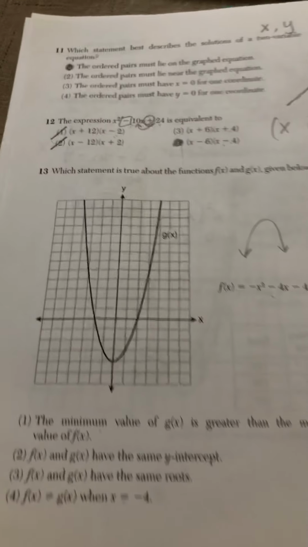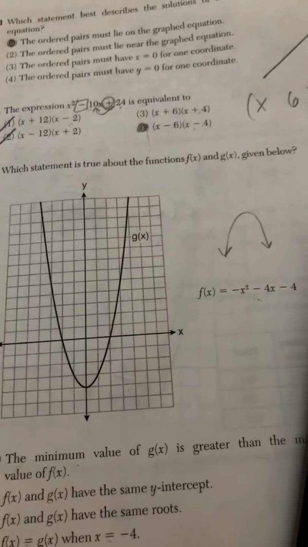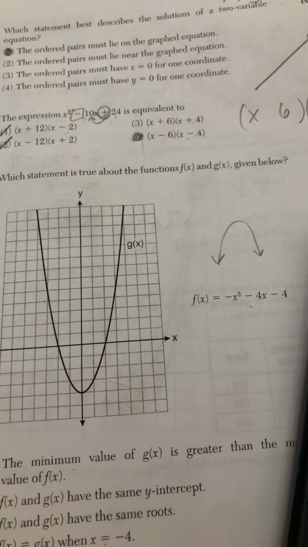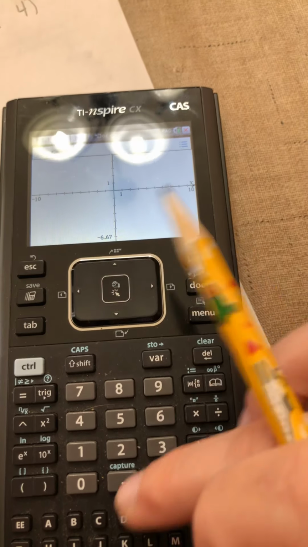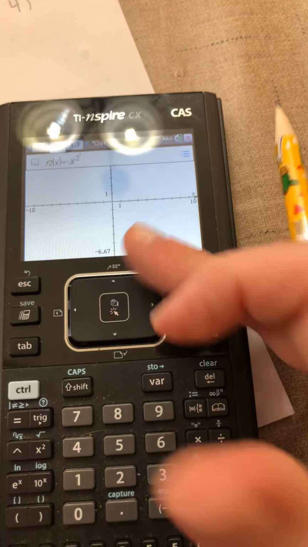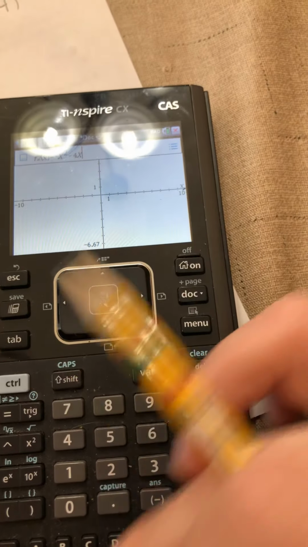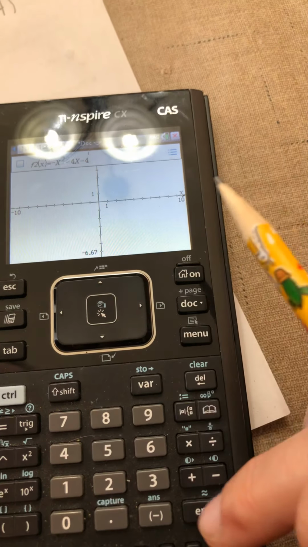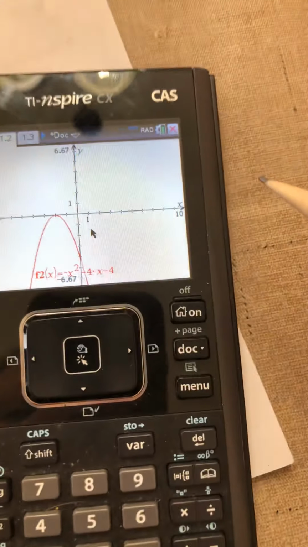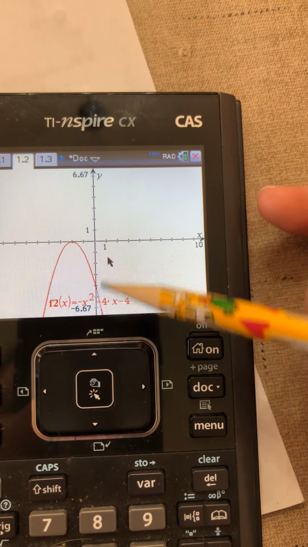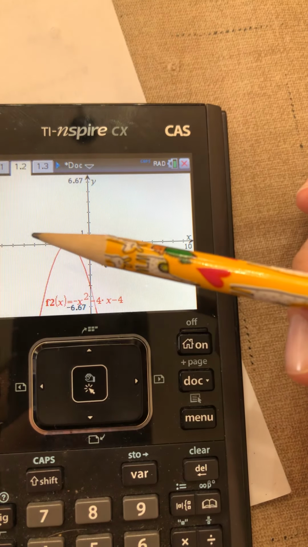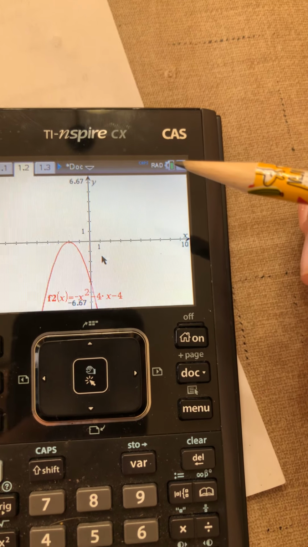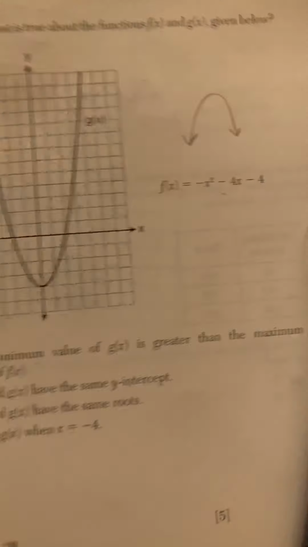So I'm going to go and graph that. Control doc, right? That's what I want to do. There we go, add a graph. So here it is, -x squared minus 4x minus 4. There's your parabola. Okay, it's a sad face and it's over here. If you wanted, you could graph it on your other one. Okay, but let's just compare these.